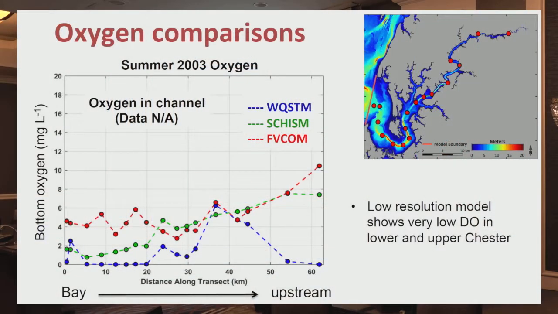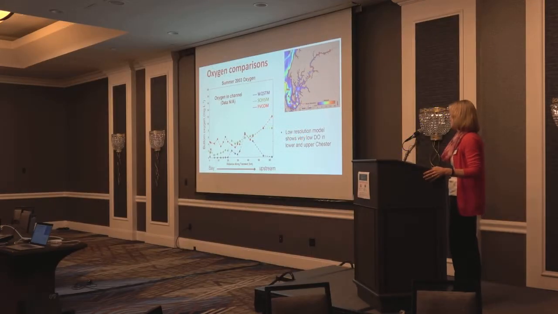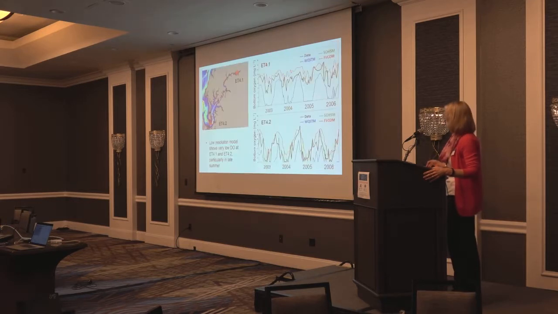In particular, we see that the regulatory model has very low salinity anoxia throughout much of the summer 2003 in both the lower Chester as well as in the upper Chester, which is quite different from the high resolution models, which show increasing oxygen as we go upstream.